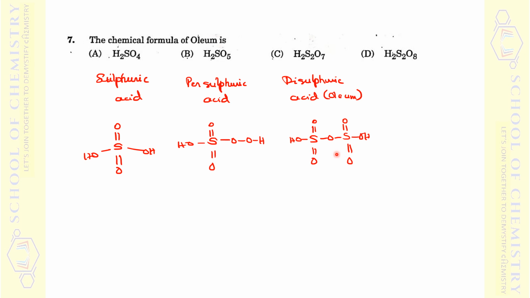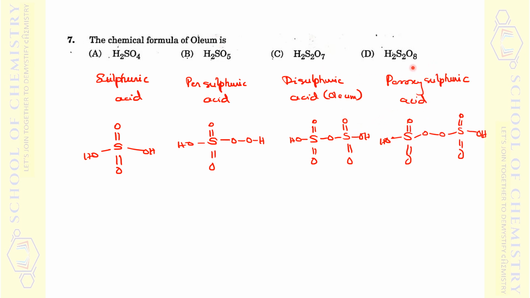That SO3 gets inserted in between S and O. So for such a sulfuric acid, it is called disulfuric acid, because you can see both sulfur units present here. Such a sulfuric acid is called disulfuric acid, or even it is called pyrosulfuric acid.